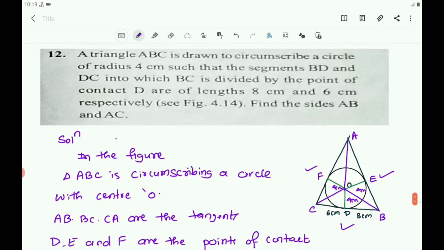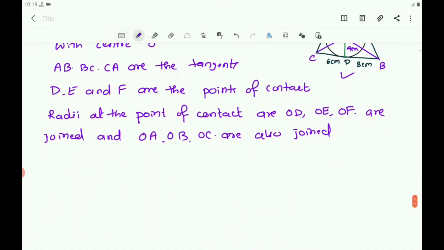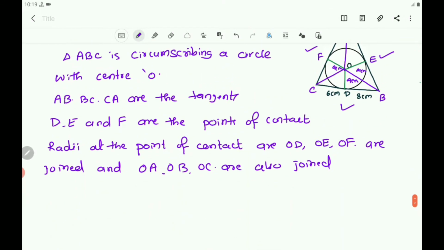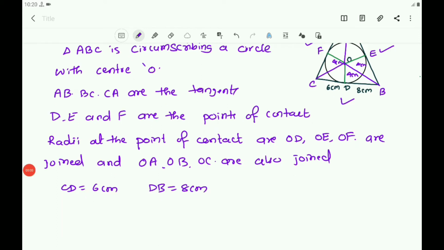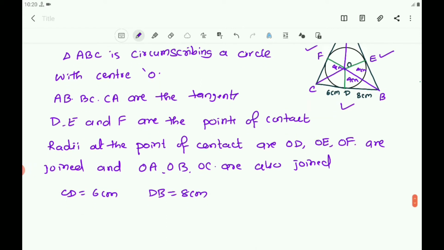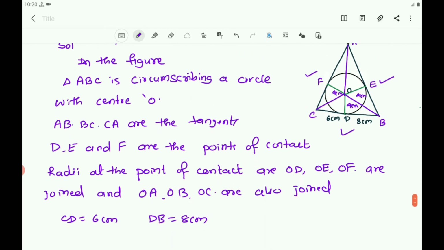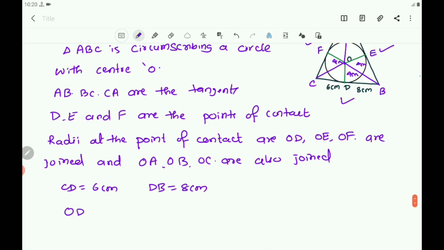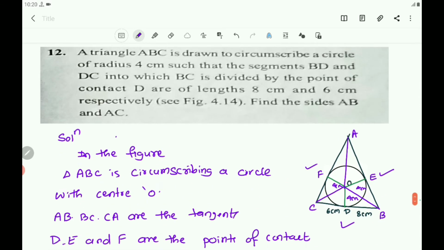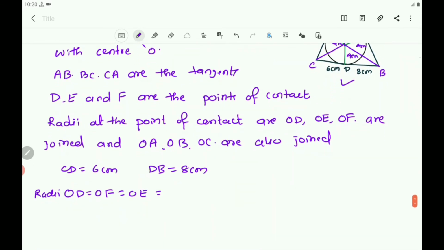Now here the length of CD and DB is given. CD is equal to 6 cm and DB is equal to 8 cm, and also the radii OD equals OF equals OE. The radius of the circle is given, that is 4 cm.